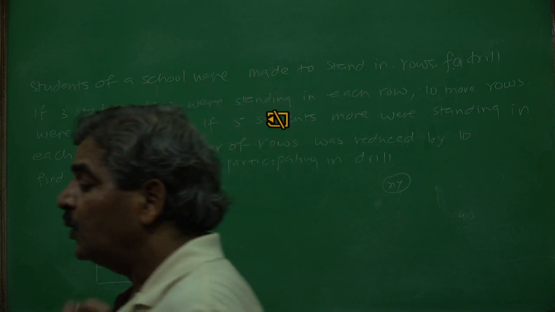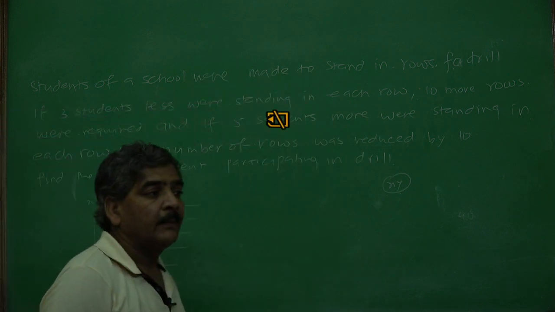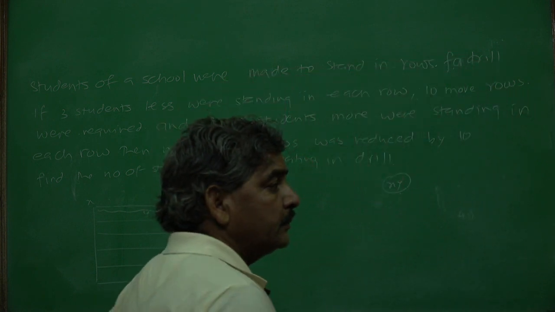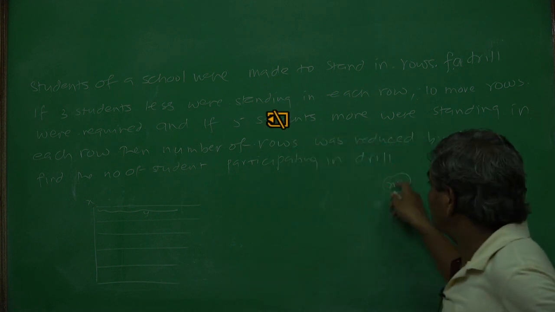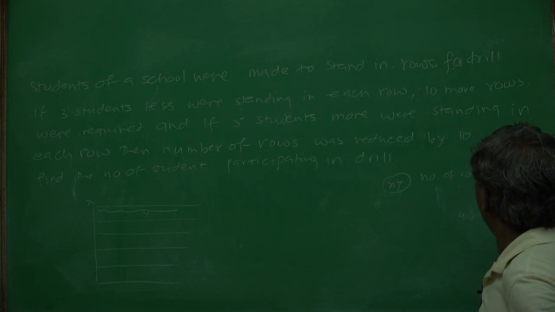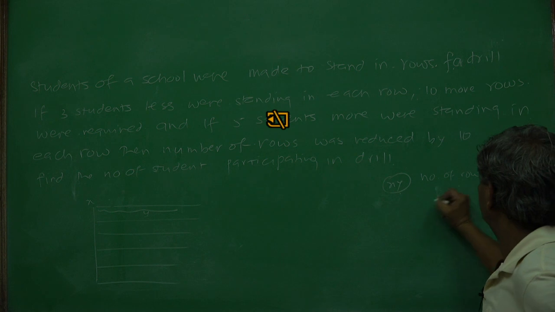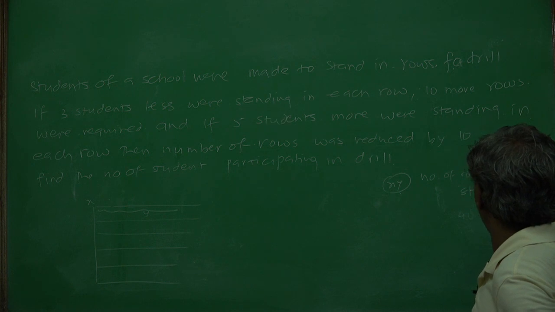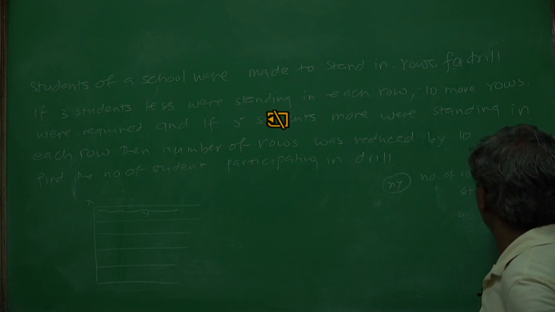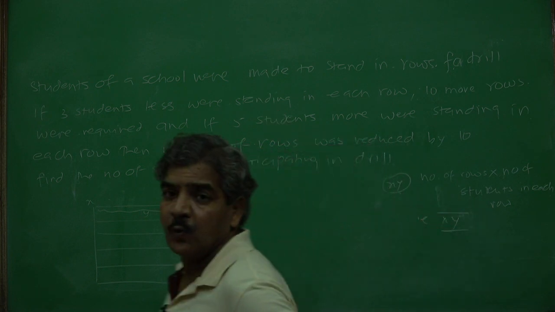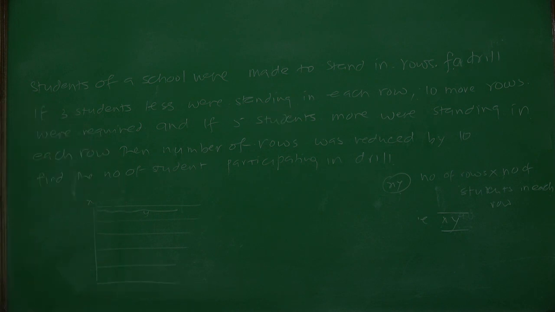Therefore the total number of students is the number of rows into the number of students in each row. So that is what X into Y is, the total number of students. Now read the question again and again.